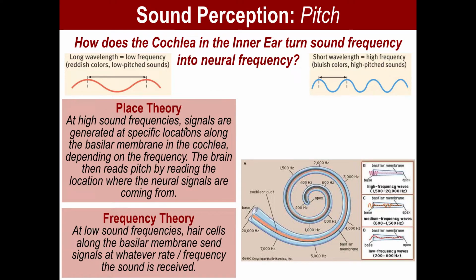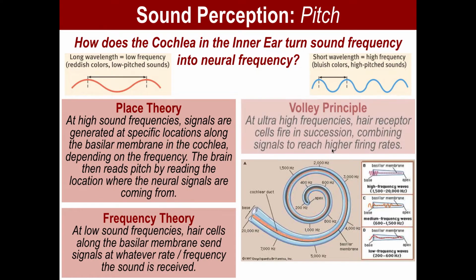At high sound frequencies, signals are generated at specific locations. The brain then reads the pitch by reading where that signal is coming from. So they read the pitch by understanding the place where the neural signals are coming from, aka place theory. Frequency: at low sound frequencies, hair cells along the basilar membrane send signals at whatever rate or frequency the sound is received. So lower sound frequencies will send the message less frequently. See what I did there?